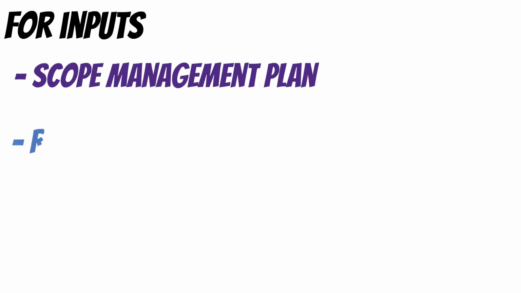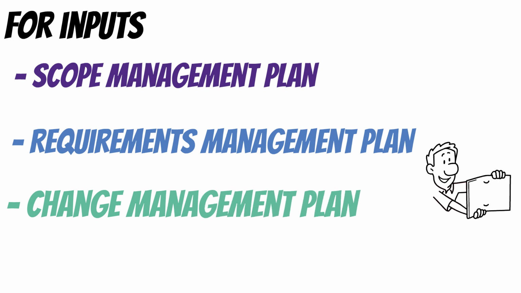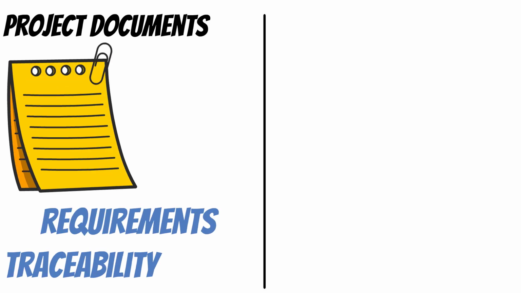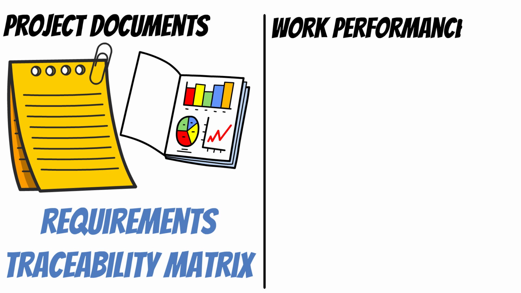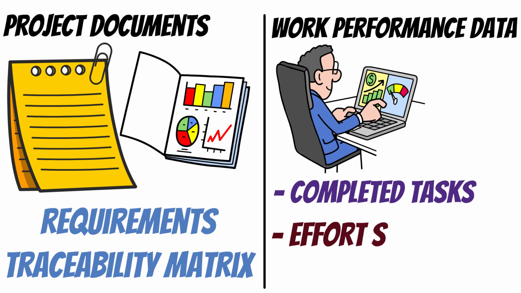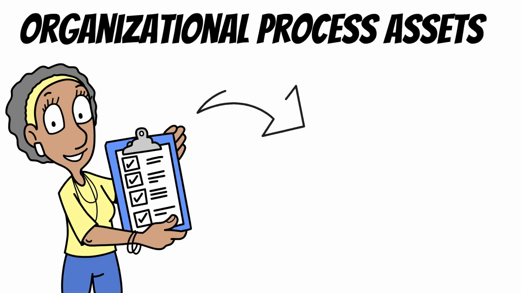For inputs, you will need the project management plan, specifically the scope management plan, requirements management plan, and change management plan to guide scope control. Project documents include requirements documentation and the requirements traceability matrix to compare actual work to planned scope. Work performance data tracks actual project work like completed tasks, effort spent, and progress made. Organizational process assets are things like change control policies and historical data from past projects.